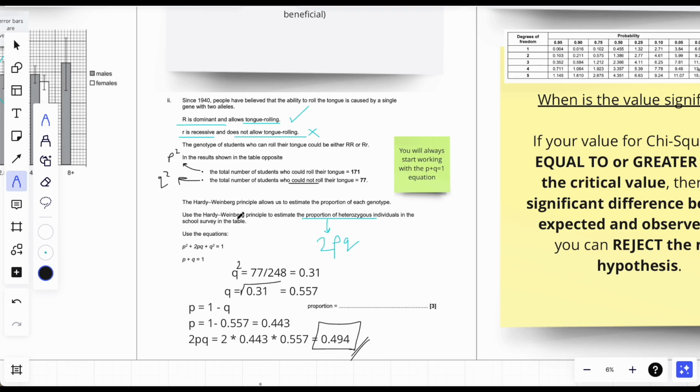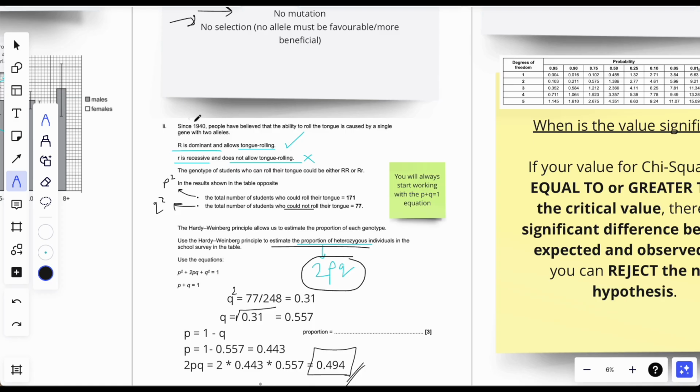Okay, essentially what we need to find out is to estimate the proportion of heterozygous individuals. Remember, heterozygous represents 2pq, so that's the goal we're trying to achieve. And they've given us the equations over here. How nice of them.